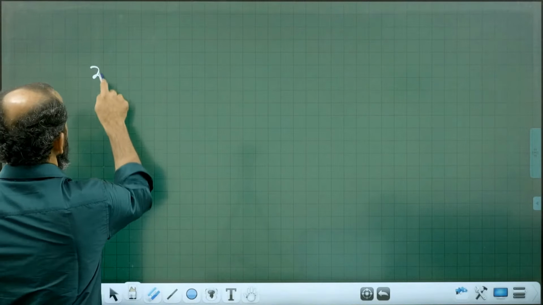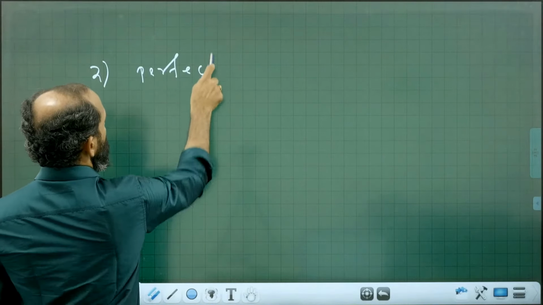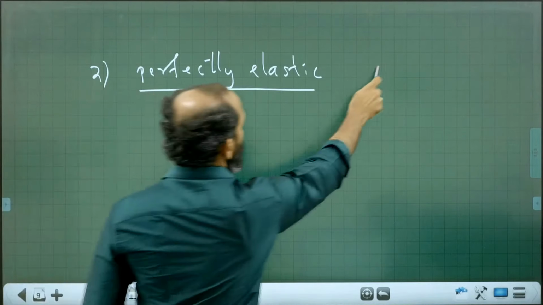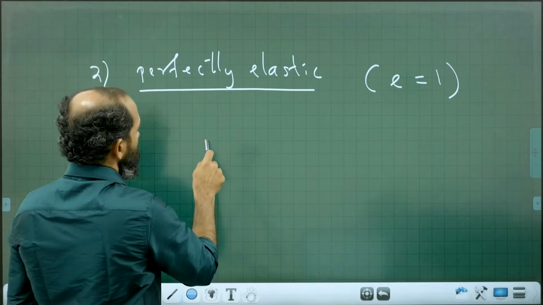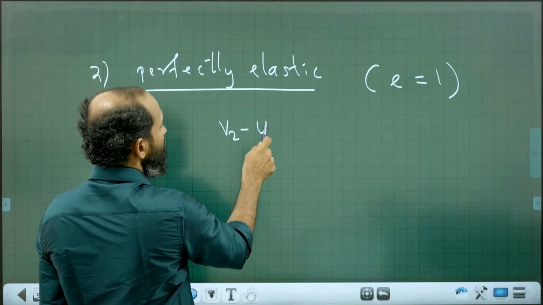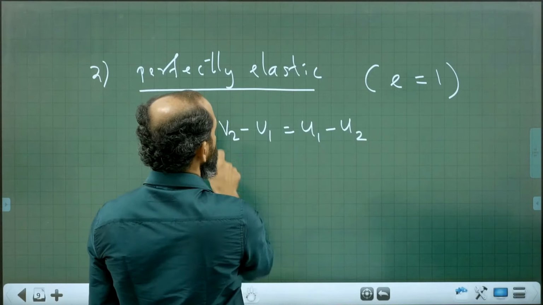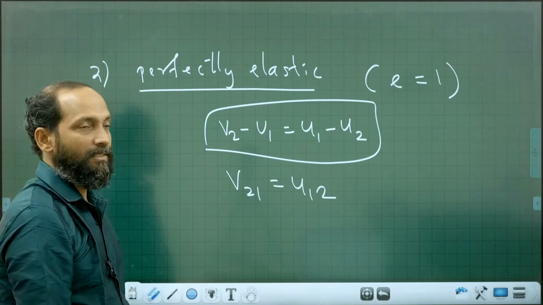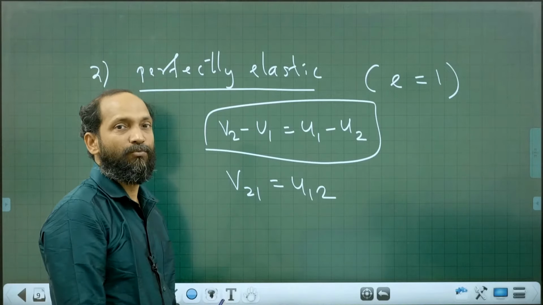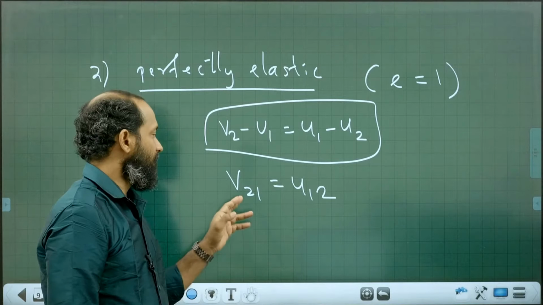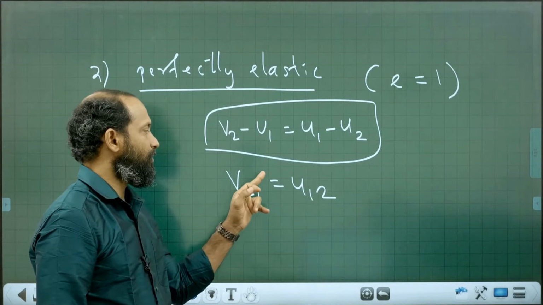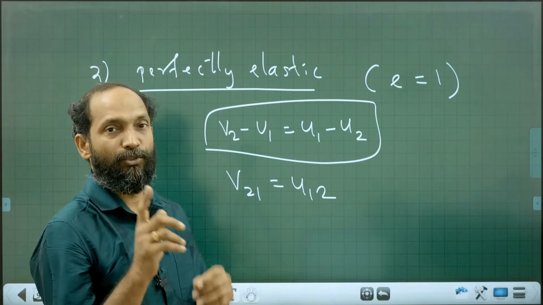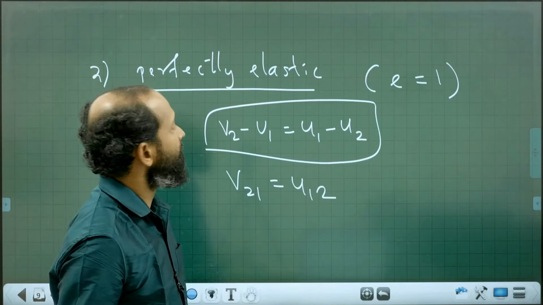The second type of collision is the perfectly elastic collision. In a perfectly elastic collision, the restitution coefficient is going to be 1. What do you mean by that? That is V2 minus V1 is equal to U1 minus U2. This is important. What do you mean by that? If the collision is in one dimension, it's very simply explained. The relative velocity of the second body with respect to the first body is equal to the relative velocity of the first body with respect to the second body. If the relative velocities bear a ratio numerically 1, then such a collision is called perfectly elastic.